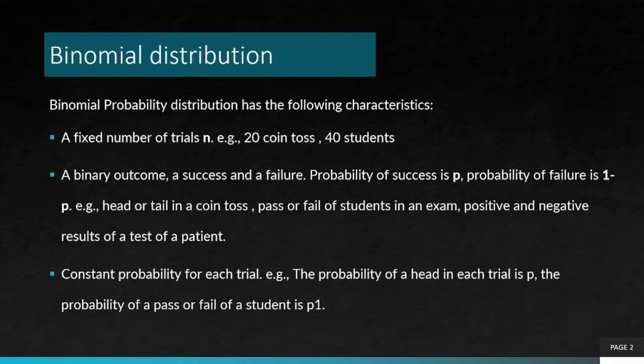Examples are head or tail in a coin toss, pass or fail of students in an exam, positive and negative results of a test of a patient. It also has a constant probability for each trial. For example, the probability of a head in each trial is p, and the probability for pass or fail of a student is p1. So in summary, a fixed number of trials, a binary outcome, and a constant probability for each trial.